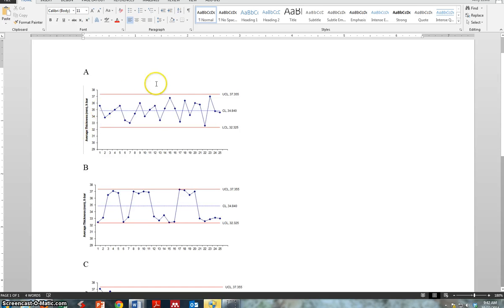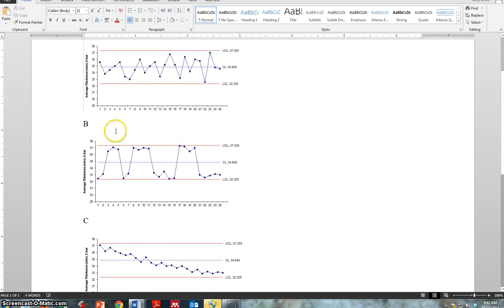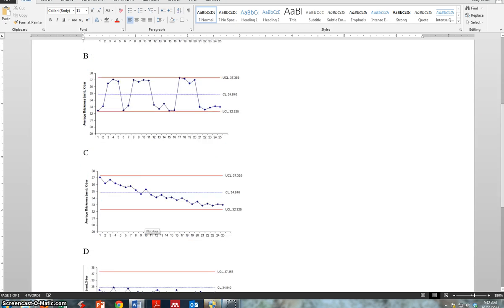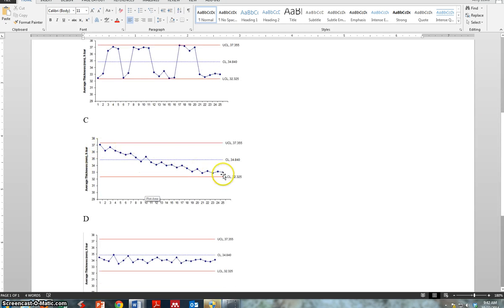So again, here I've got above and below, nothing past the red line, pretty decent random pattern. Hugging the limits. Downward linear trend, bad, bad, bad. And then again, this one's problematic because everything is below the center line. All right.